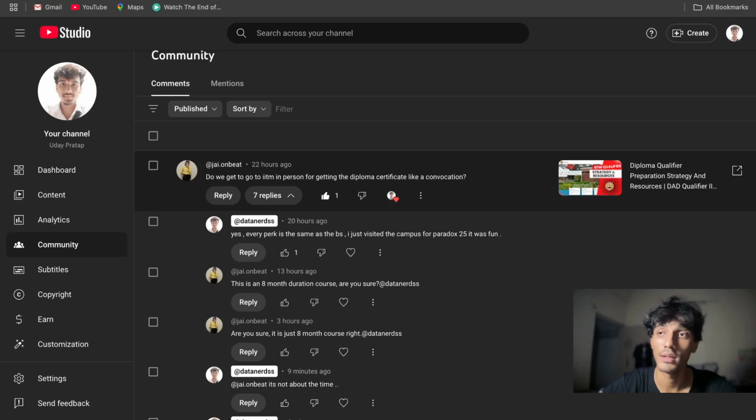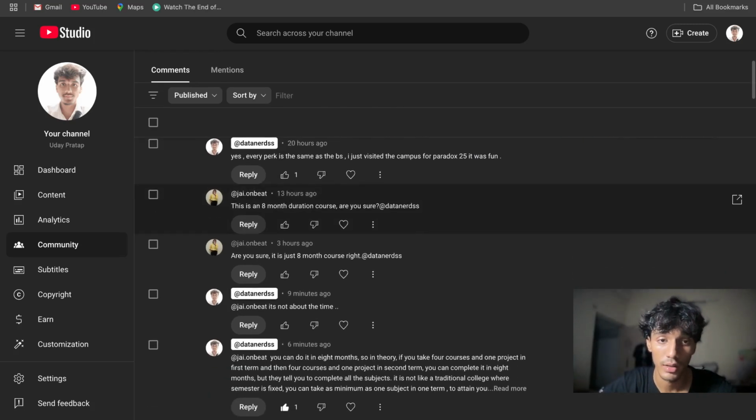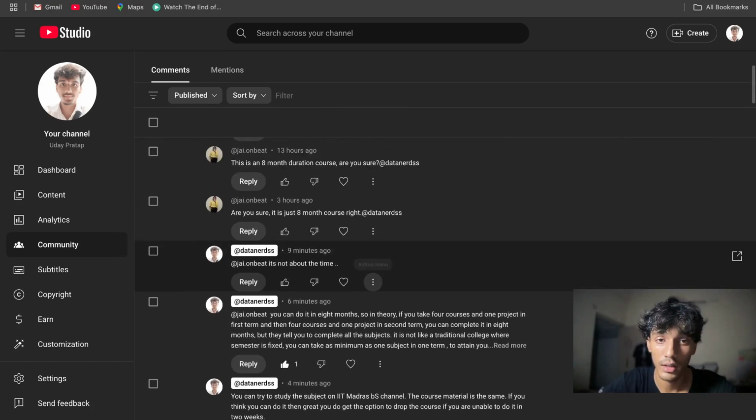You will get a diploma just like a BS student. BS students are allowed to leave after the diploma. So if a BS student leaves after the diploma, he is at the same level as you. If he can receive a diploma, you will also receive a diploma on the stage like at a convocation. This time I saw people receiving their diploma at Paradox when I went there. I have talked about it in the 8 months video.